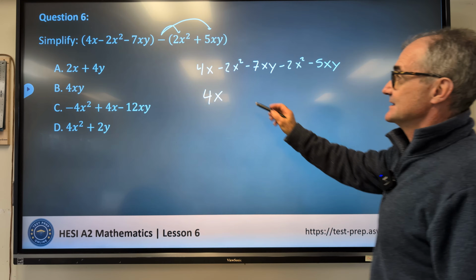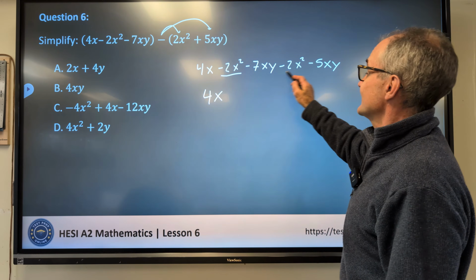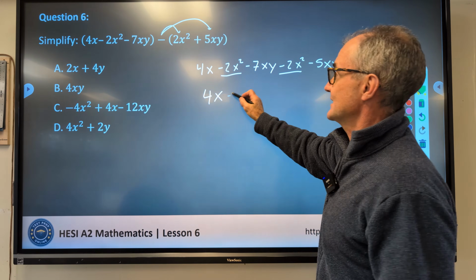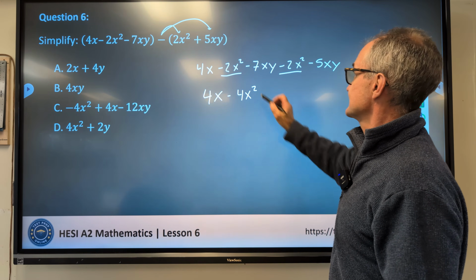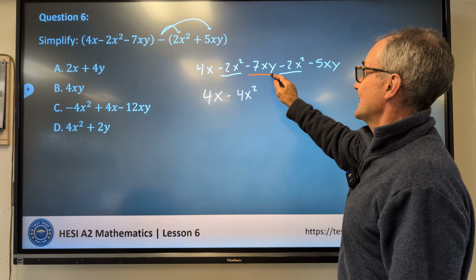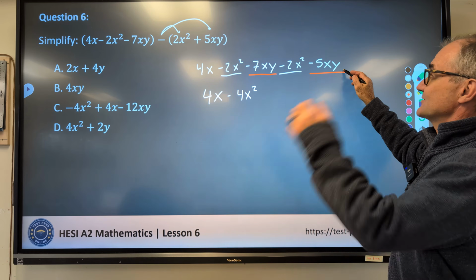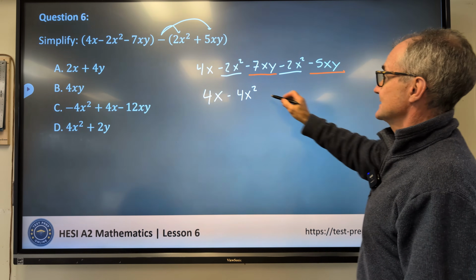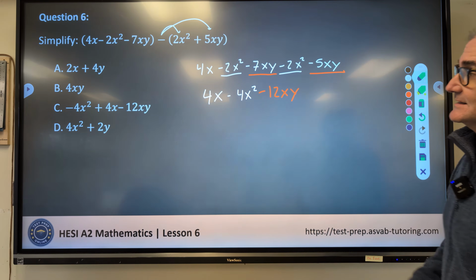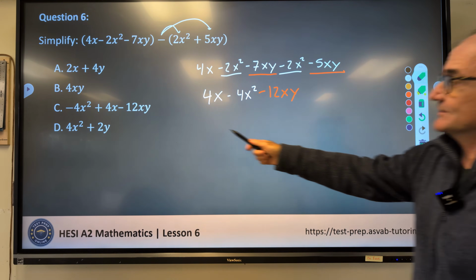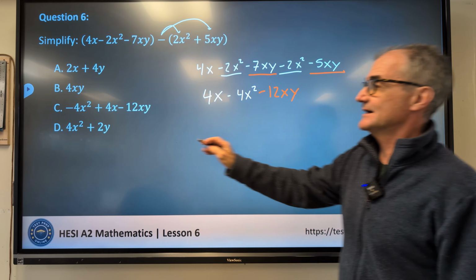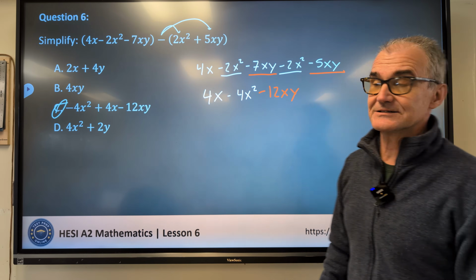But let's keep going. Then I have negative 2x squared and another negative 2x squared. So I got negative 2 and another negative 2, so negative 4 of those things. And then I have minus 7xy and minus another 5xy's, which is going to give me minus 12xy's. So I could see negative 4x squared plus 4x minus 12xy, answer C, correct answer right there.